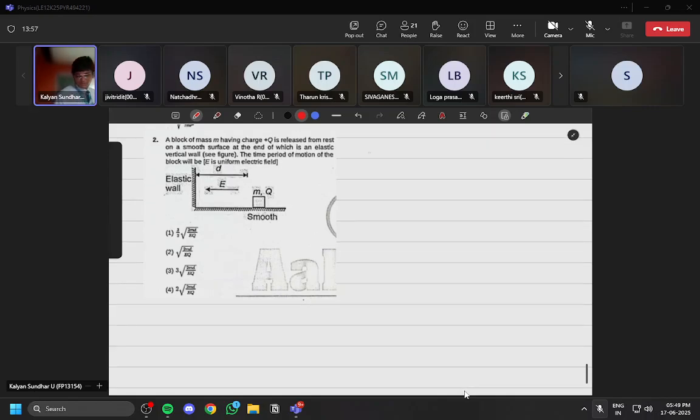What is the distance? So we are going to use the expression ut plus half at square, and u becomes 0, because it moves due to the acceleration of the electric field. Electric field direction is this way. Right? Then s is the distance it travels, d, equal to half into the acceleration due to electric field, QE by m, into t square. So from here t will be equal to the root of 2md divided by QE.